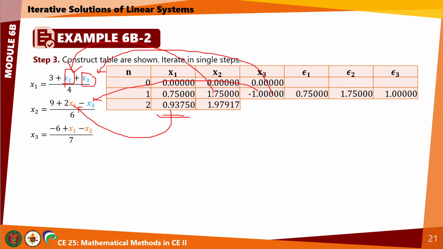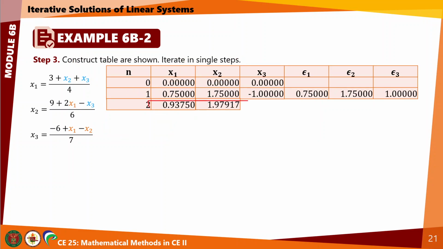Okay? And kay x sub 3, itong dalawa na yung gagamitin natin to this equation. And we should get negative 6 plus 0.9375 minus 1.97917 over 7, you get negative 1.00595. Again, get the absolute differences nito. So this is 0.1875, ito naman 0.22917, ito 0.00595, and so on and so forth.